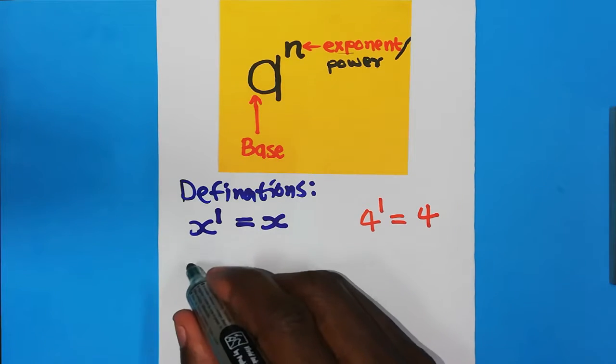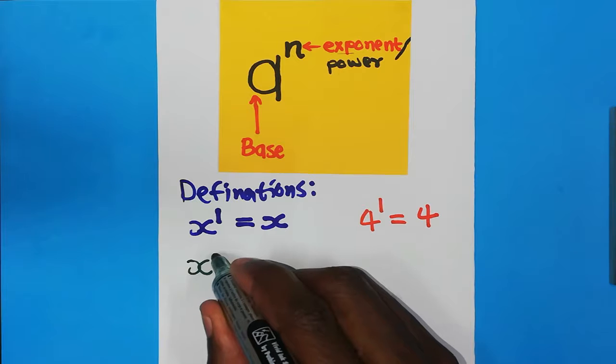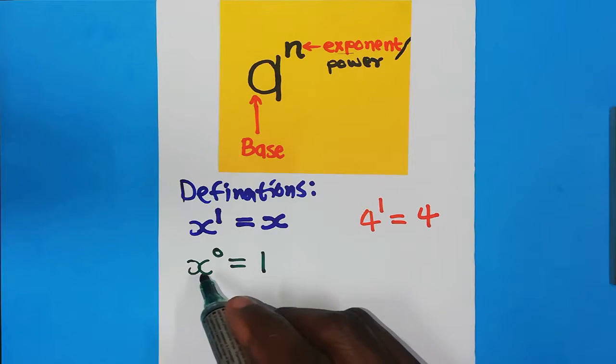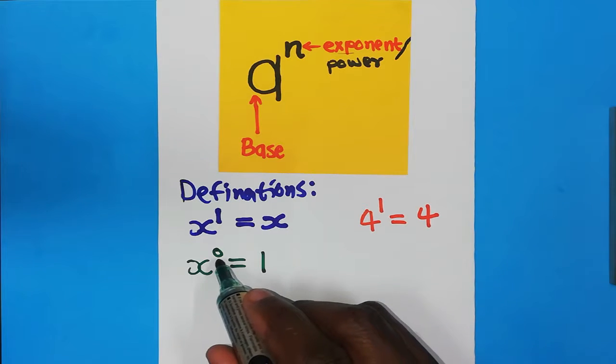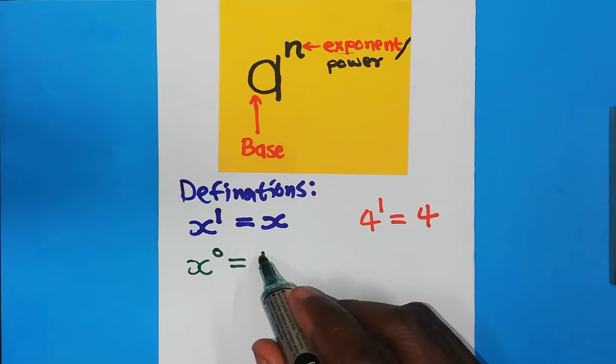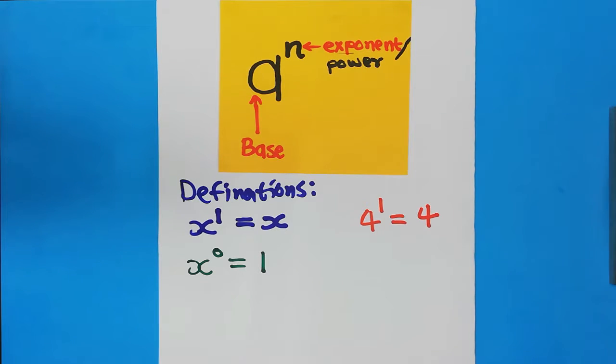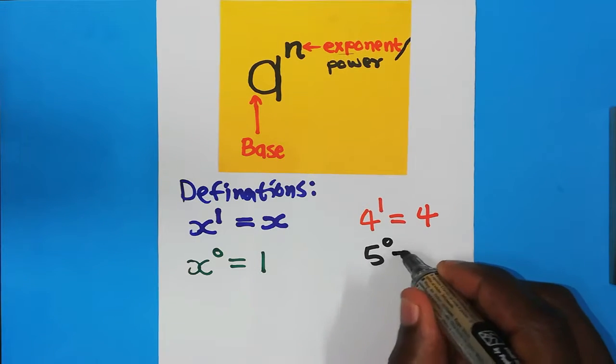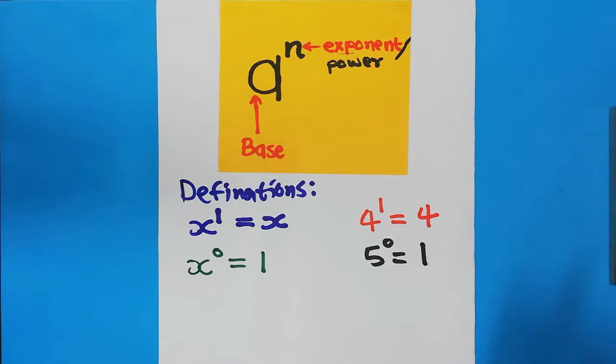Great. Let's use the second definition. So suppose you have x to the exponent 0. What is the answer? The answer is 1. So x can be anything. It could be a number or a variable. As long as it's raised to the exponent of 0, you must know that your answer will always be 1. All right. Let's use an example. Say, suppose you have 5 exponent 0, the answer will be 1.